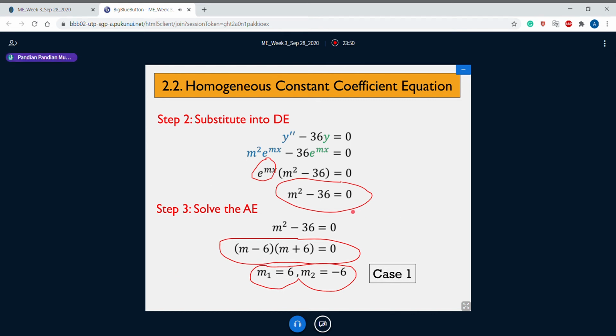Two roots meaning case 1, distinct and real. 6 and minus 6 are distinct, different roots, and they are real. Real meaning they don't have the imaginary part.